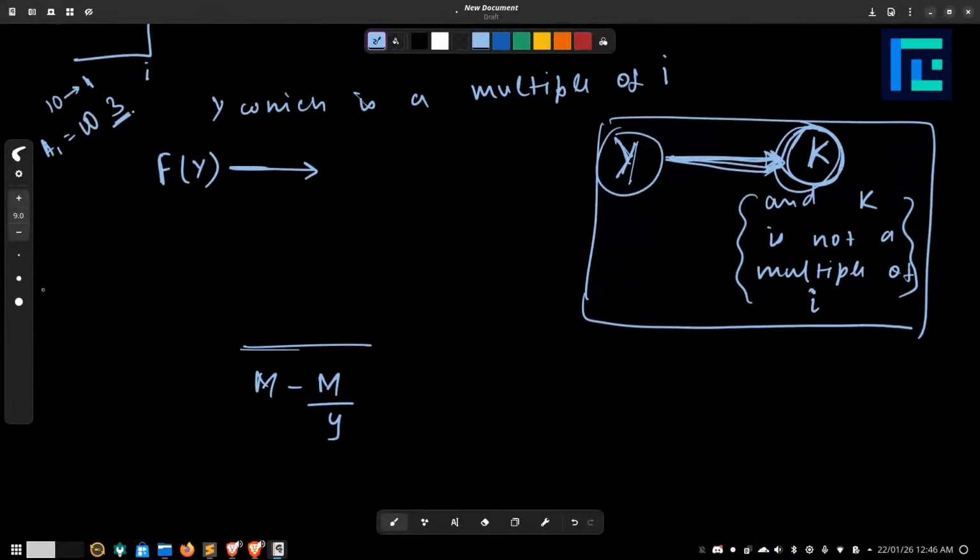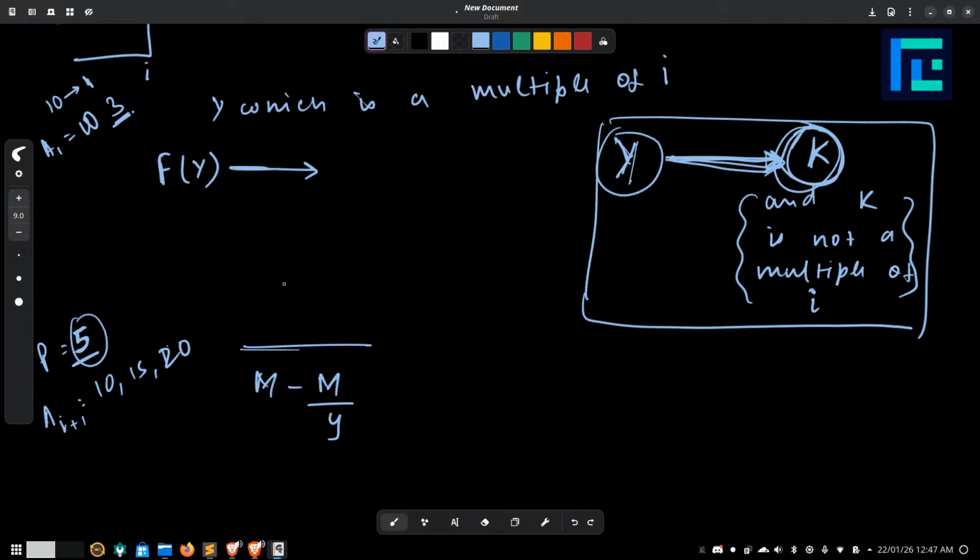Because if my current number, let's say p, is currently 5, right? To change this p, I cannot take the next number as a 10 or 15 or 20, because if I take the GCD of 5 with any multiple of 5, then my GCD would remain the same, right? So what I'll do is I'll remove all the multiples of y from m. So from 1 till m, I'll remove all the multiples of y, which is m by y. So basically m by y is the number of multiples of y till m.